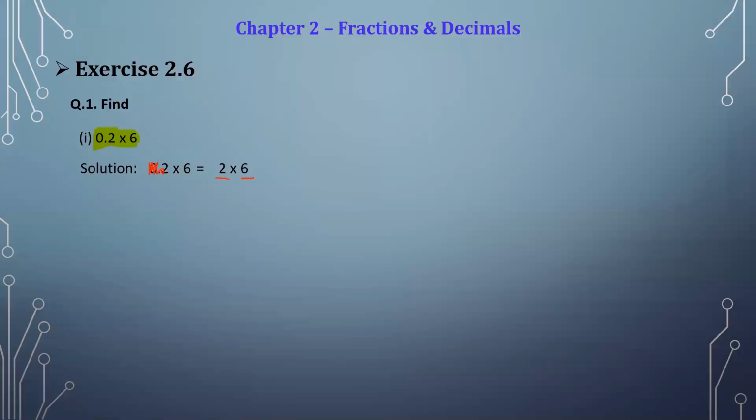So if we remove the decimal point, the given decimal number is converted into a whole number. You can see that 0.2 is converted into the whole number 2. Now it is very easy to perform the multiplication of any two whole numbers. Here 2 and 6 are both whole numbers, so we are going to take the product of these two whole numbers.